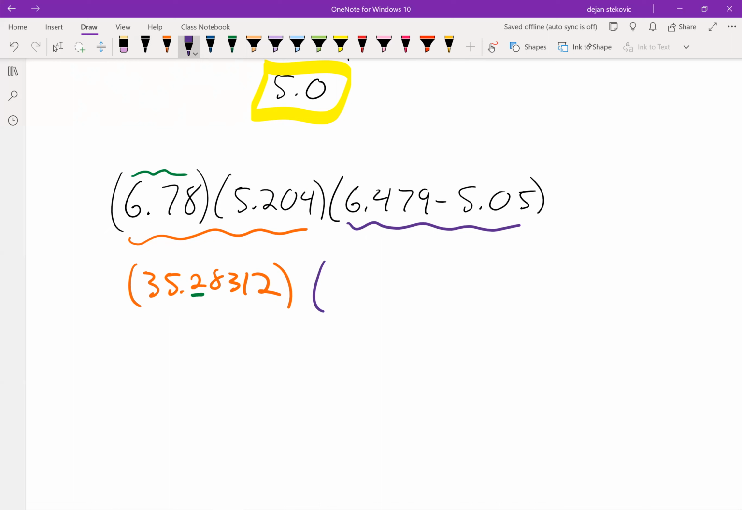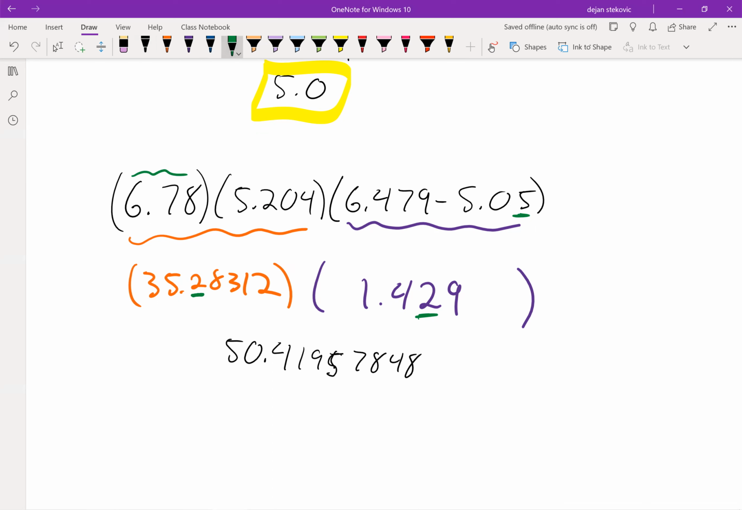Over here on this right side, we're going to do subtraction. If you type that in your calculator, you get 1.429. If you think about what your uncertain digit is, it's this 5, which is in the hundredths place. So this 2 is your uncertain digit. And then finally, we're going to multiply these two numbers together. In this case, both of these numbers have 3 sig figs, so our answer will have 3 sig figs. If you type that in your calculator, you get 50.419578848. And then we're going to round that to 3 sig figs. So this will become 50.4 as our final answer.